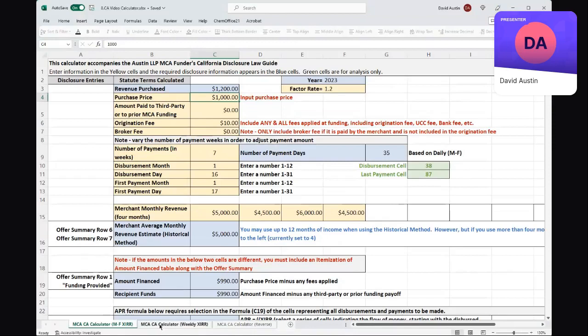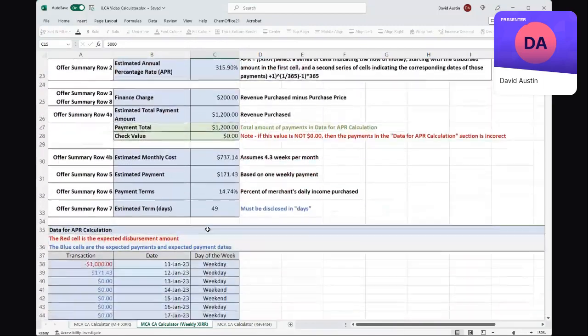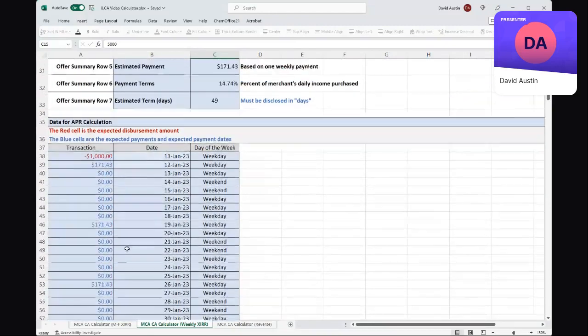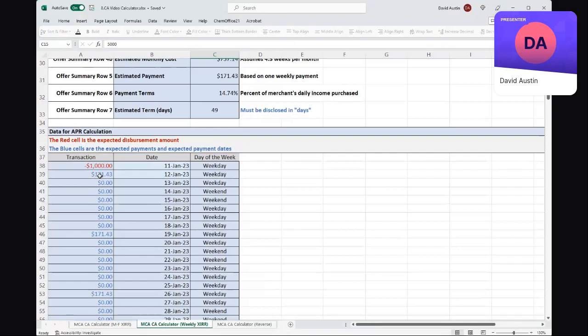Now, the weekly calculator works the same way. You add the same values here. The difference is that the payments are just on a weekly basis. You can see one payment a week. The first payment date becomes that payment for the week. So if this is Tuesday, then the payment is taken on every Tuesday.